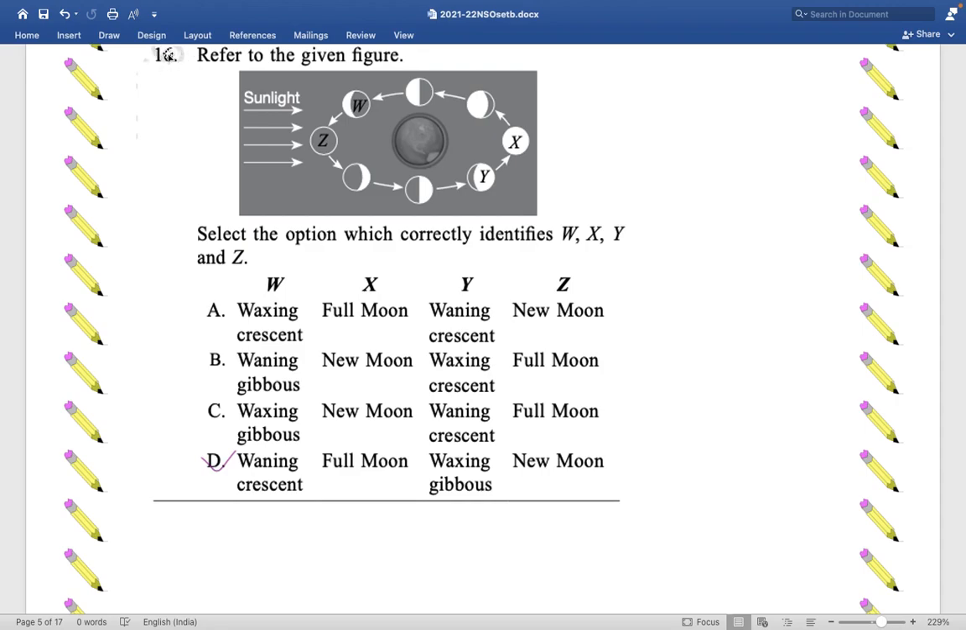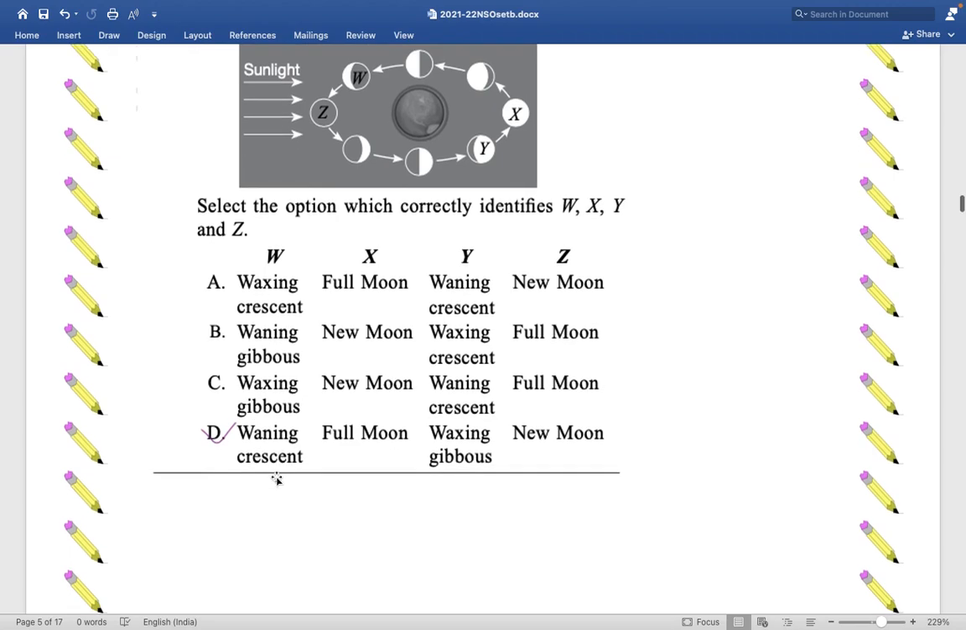In question number 16, W is a waning crescent. Here Z is a new moon, Y is a waxing gibbous, X is a full moon. So D is the correct option.